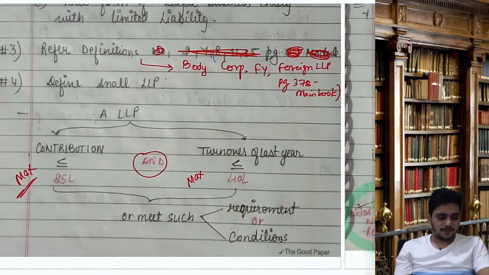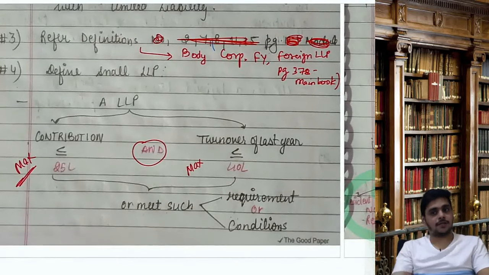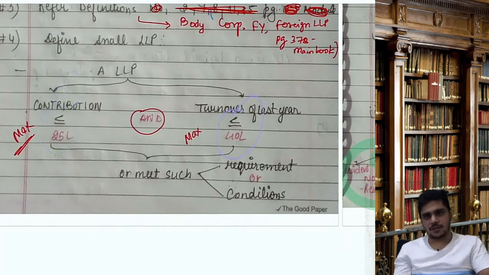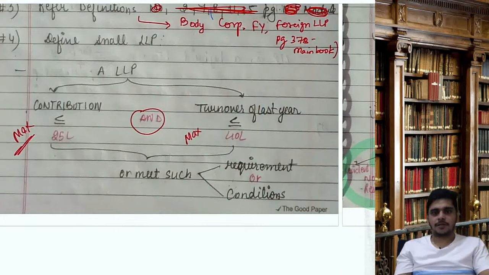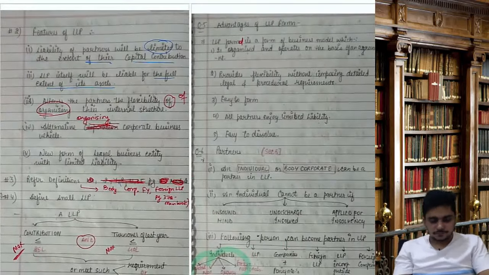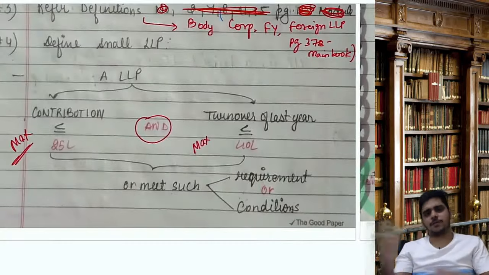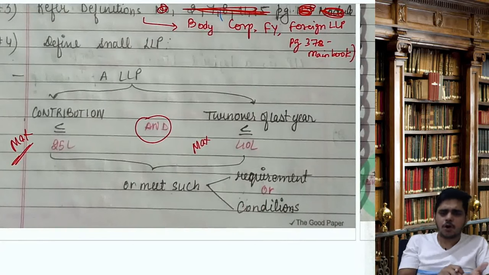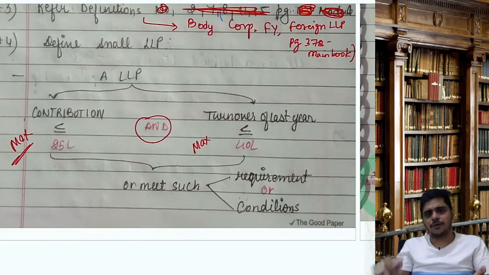Now, what is small LLP? Very important, it will come in the exam for sure, or maybe in MCQ. Small LLP means contribution is less than or equal to 25 lakhs, that's the max, and turnover is max 40 lakhs, and meets such other requirements or conditions which may be specified. Right now, nothing is specified. Contribution maximum 25 lakhs and turnover maximum 40 lakhs.